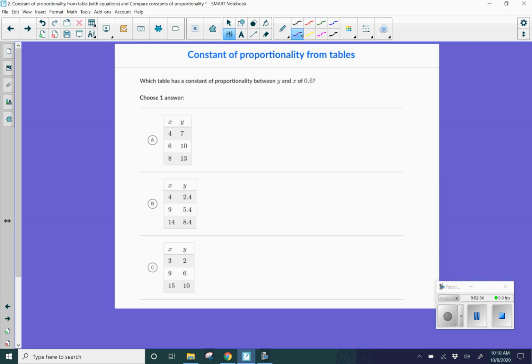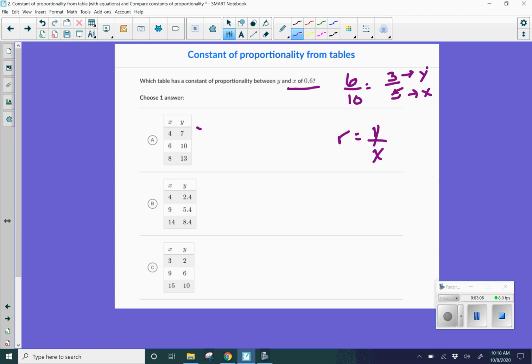Which table has a constant of proportionality between y and x of 0.6? Well, 0.6 is the same thing as 6/10, which if I simplify that, we're looking for a simplified fraction of 3/5. And as we remember, r is our constant of proportionality, and to find it, we do y over x. So that means 3 would be your y, and 5 would be your x. That's what we're looking for.